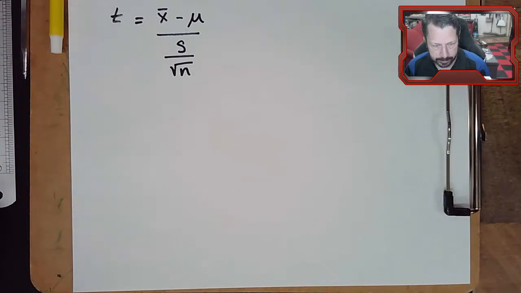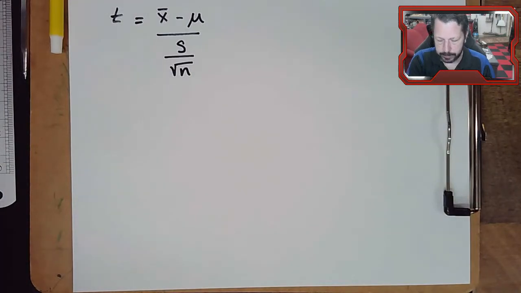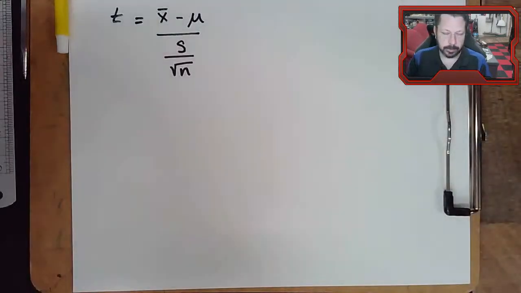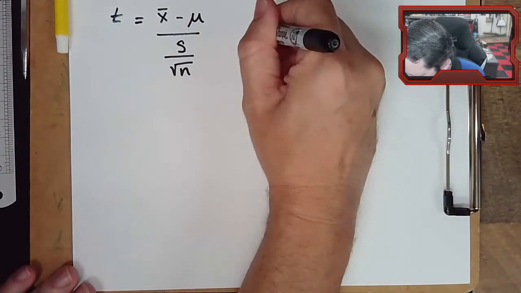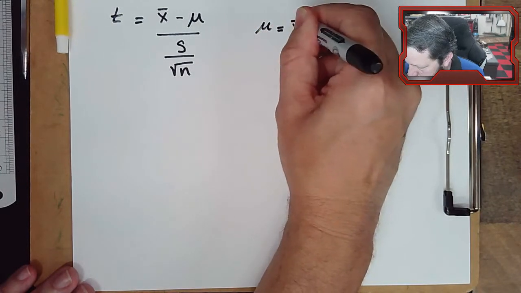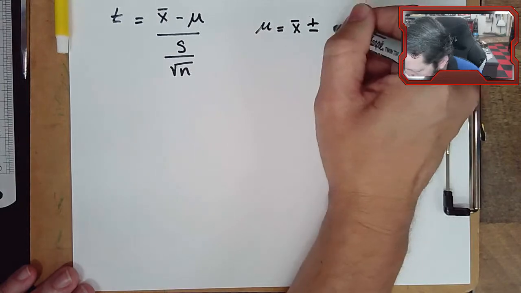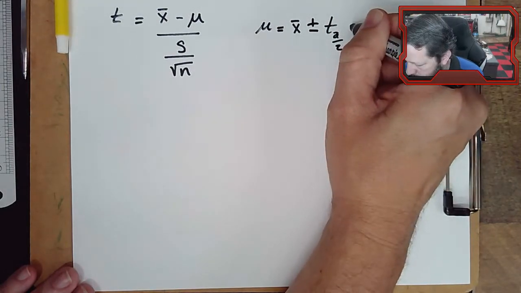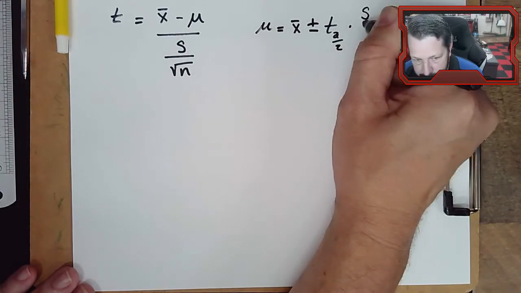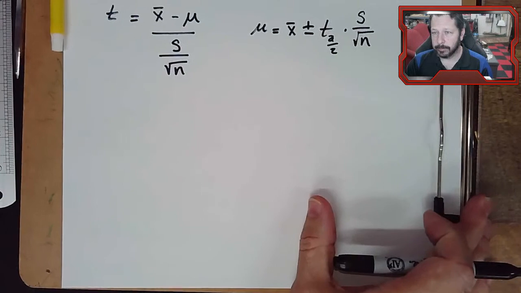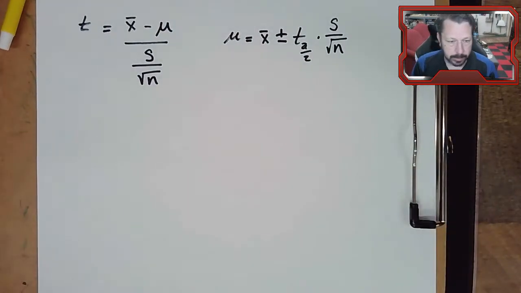We'll have the exact same equation, or a very parallel equation here for small samples. Population mean is going to equal your sample mean plus or minus, instead of Z, we have T alpha over 2 times the sample standard deviation divided by the square root of the number of samples. Make sure that stays on the page.